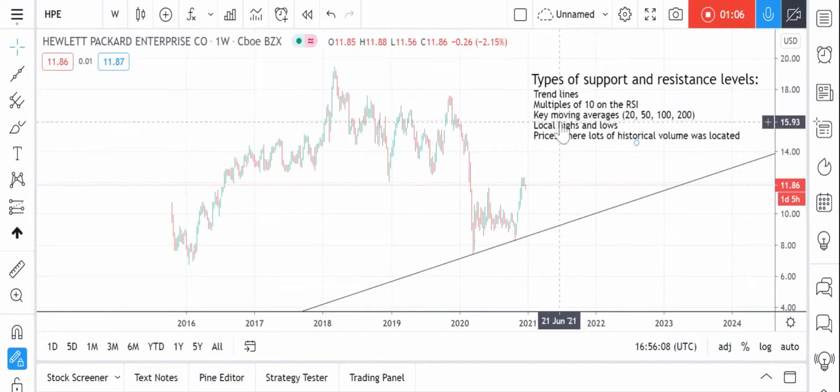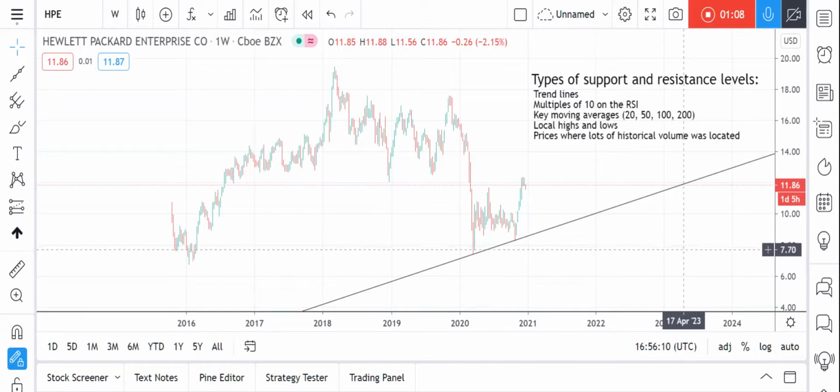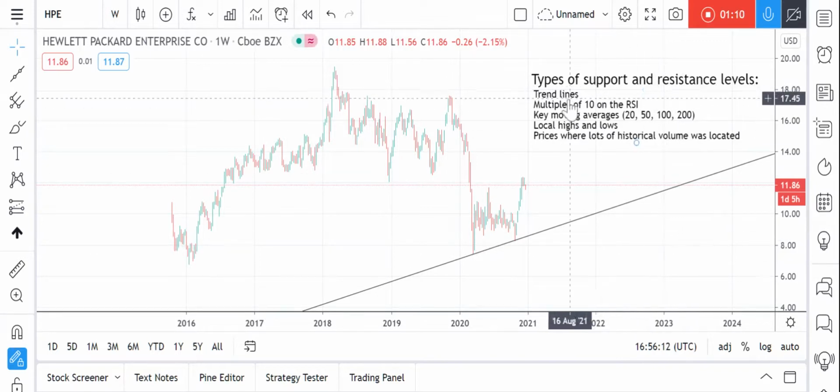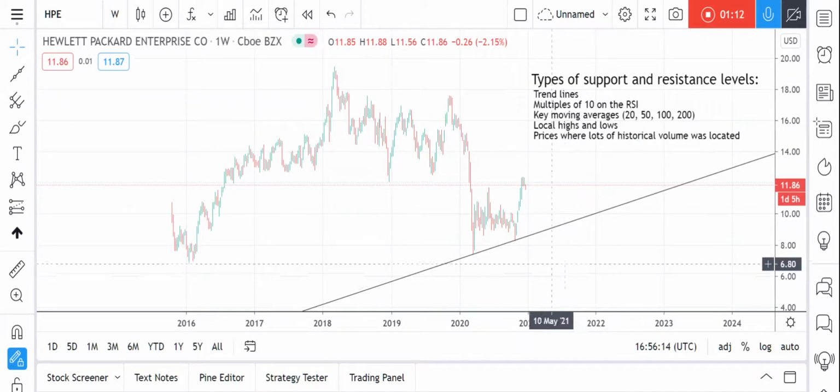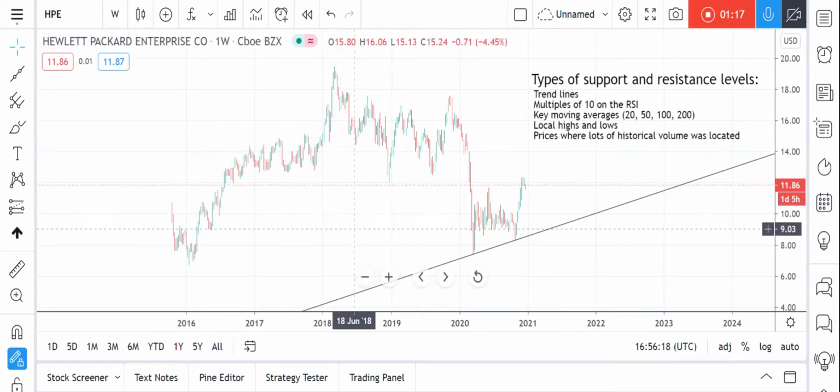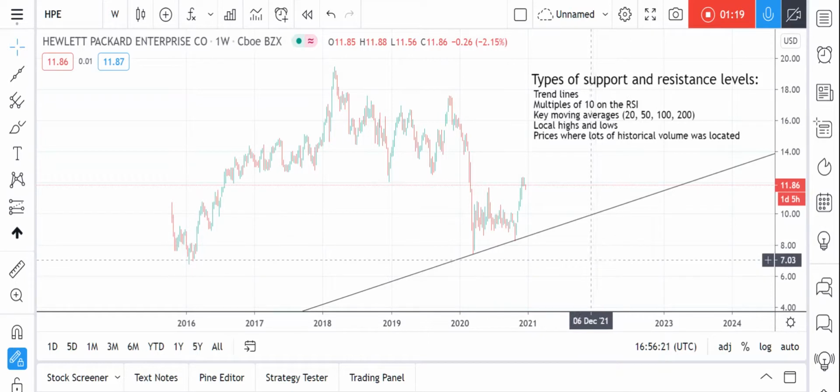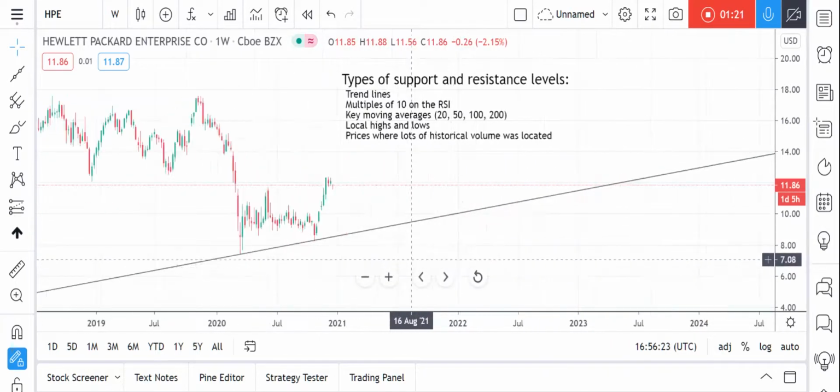There are several different types of support and resistance levels that I'm going to talk about. The first one that I want to talk about is trend lines. I'm using HPE, Hewlett Packard Enterprise here as an example, but of course that's just an arbitrary choice and you can use whatever you want.